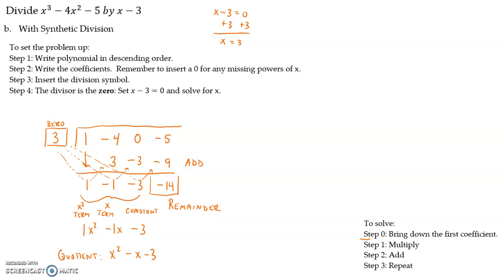If you go back and take a look at this same problem that we did with long division, you'll see that you should have the same answer for both pieces, right? Both of those problems had a remainder of negative 14, and both of them had a quotient of x squared minus x minus 3.